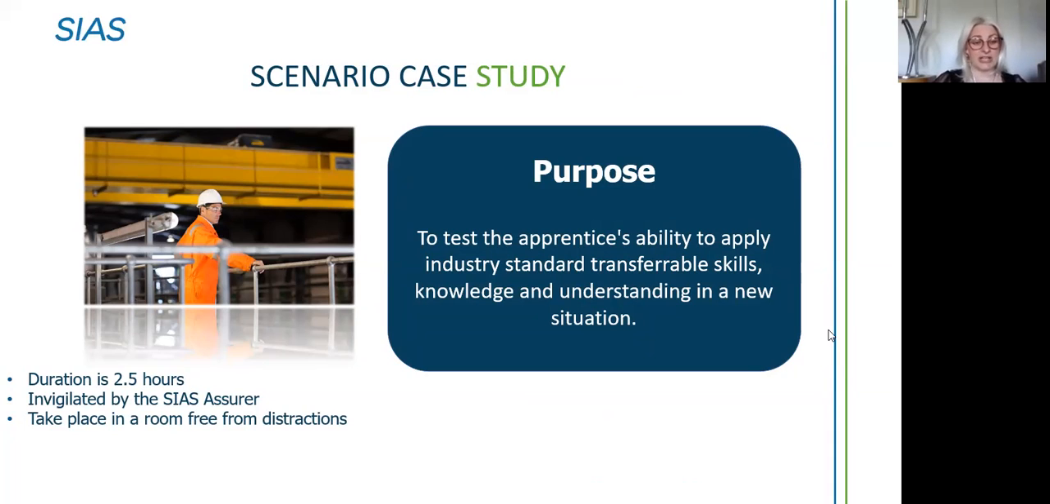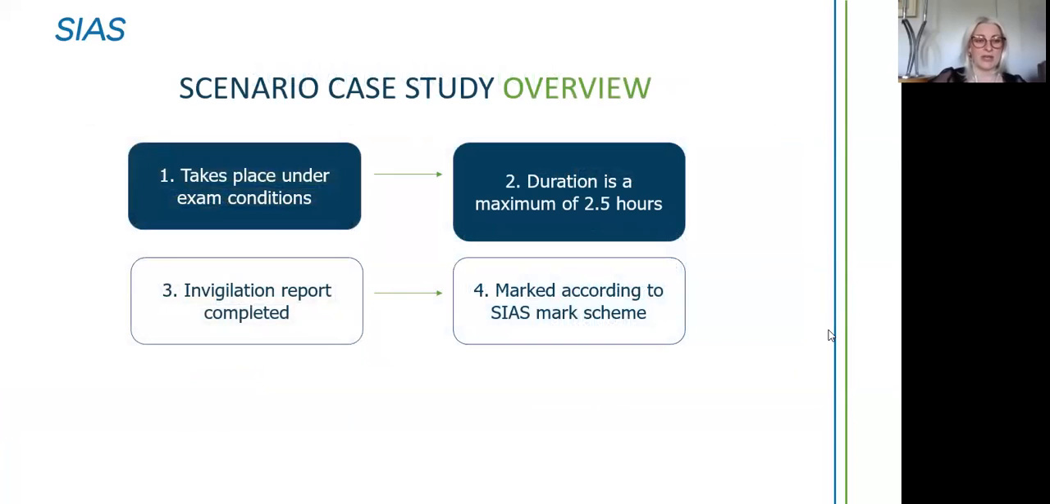It will be invigilated by the SIAS Assessor, and again, we're looking for this to take place in a room free from distractions, so it takes place under exam conditions. This is a silent environment. It's not an open book exam, they can't take anything in with them. The maximum duration is 2.5 hours. As I've said, some apprentices don't take that long and they might leave after an hour and a half, and that's okay. We will complete the invigilation report and then we'll mark it in accordance with the SIAS mark scheme.